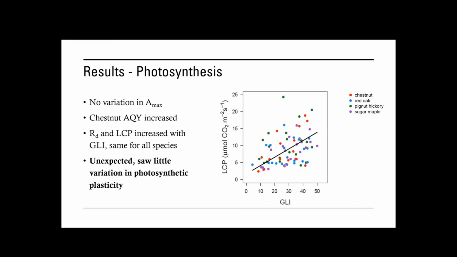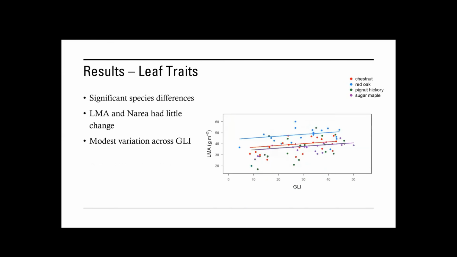These results were a bit unexpected based on our growth results, as we didn't see variation in maximum photosynthetic rates in the same way we expected. And our dark respiration and light compensation point results show that changes were similar across species.